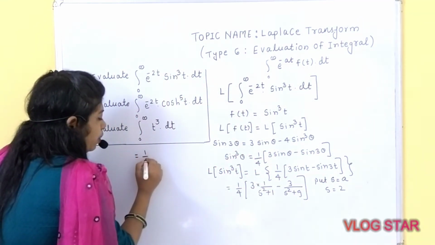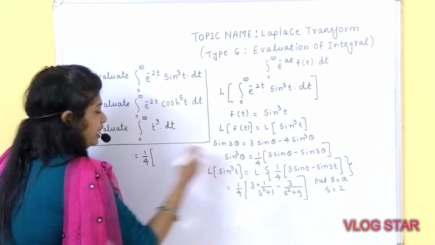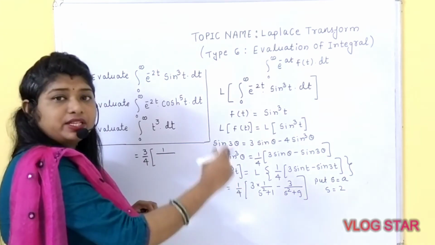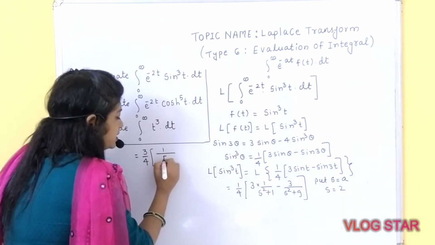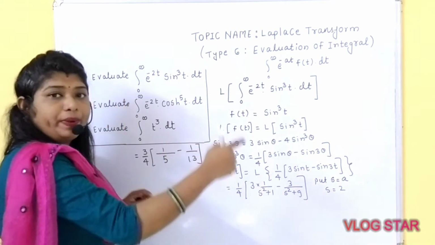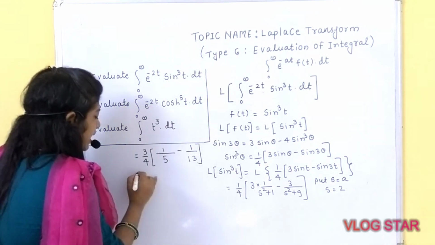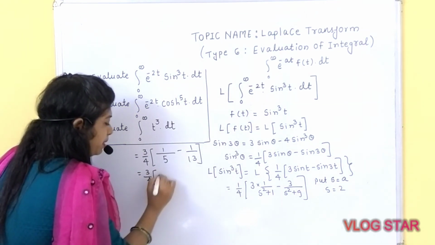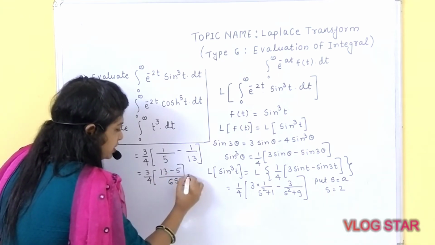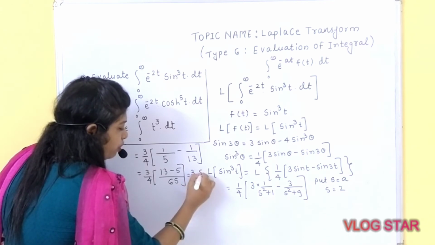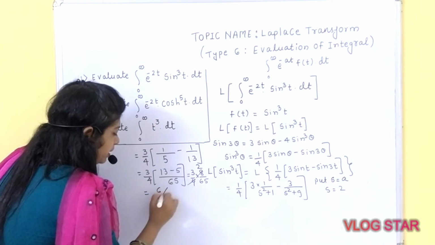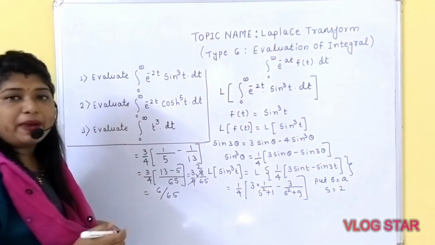So what will you get? 1 upon 4. You can take 3 outside the bracket. So 3 by 4, 1 upon s square, that is 2 square plus 1, so it is 5, minus 1 upon 2 square is 4, 4 plus 9, 13. You need to take the LCM. After taking the LCM, what will you get? 13 minus 5 upon 65, which is nothing but equal to 3 by 4 into 8 by 65. If you cancel out the terms, the final answer is 6 by 65.